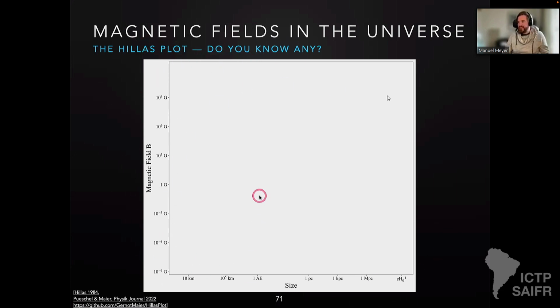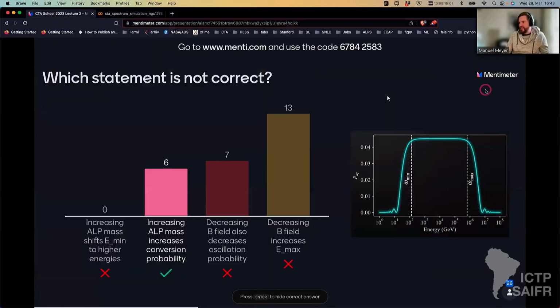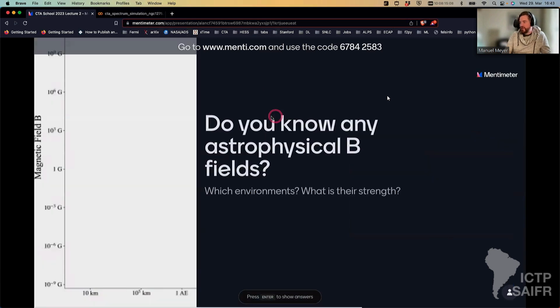Okay, so let's go back to Menti and go to the next slide and see if you know any magnetic fields. So we've done this. Oh, okay, next slide. Here we go. So do you know any astrophysical magnetic fields? In which environments? What is their strength? Any idea? So just go wild. Type whatever you want. Any astrophysical magnetic field. Okay. Not your LHC magnet.